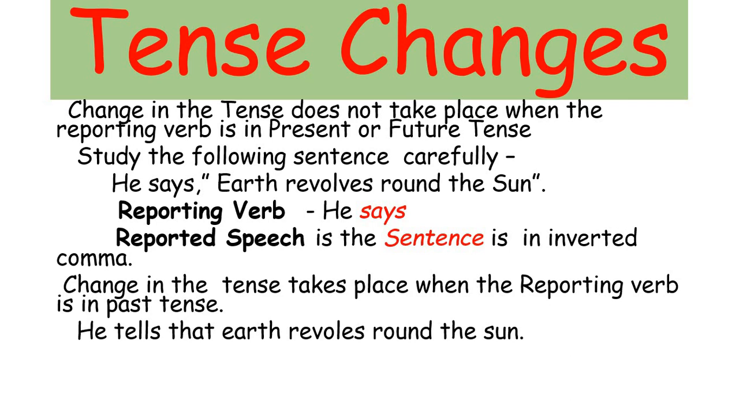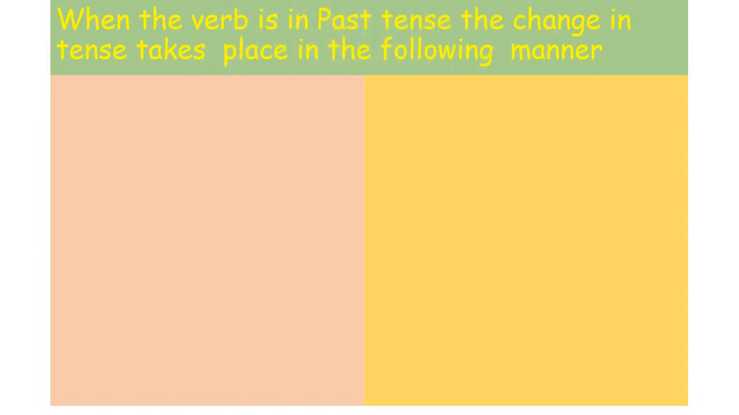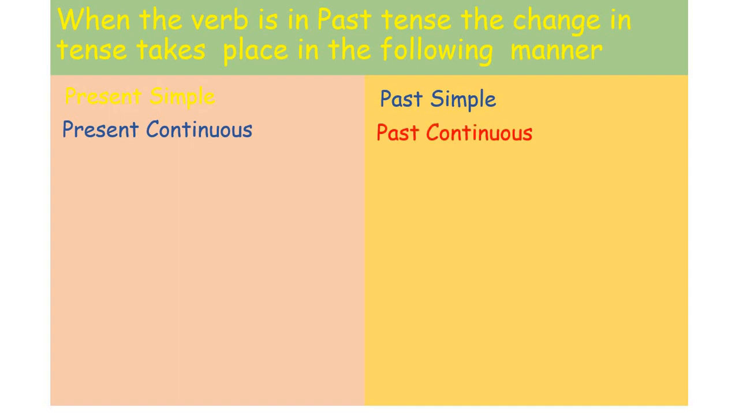So just see here, when the verb is in past tense the change in tense takes place in the following manner. Now how it will change, just see here. When the present simple is there in the direct speech, it will be converted into past simple in indirect speech, and when in indirect speech you find the present continuous, it will change into past continuous.